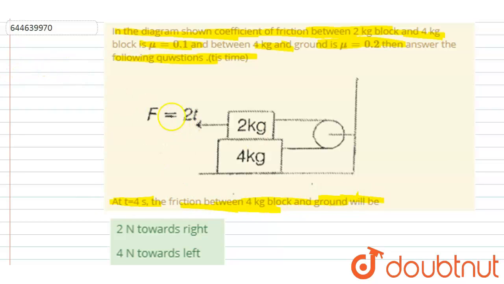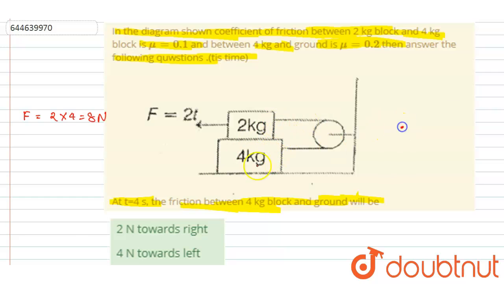So at t equals to 4, what will be the force? The force is 2t. So at t equals to 4, the force will be 2 into 4, that is 8 Newton. 8 Newton will be the force. Now let's check the limiting friction at the two surfaces, right?